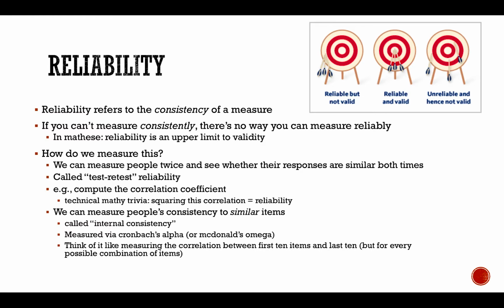So we can also measure people's consistency on similar items. That's another way we can measure reliability. These are called measures of internal consistency. You might have heard of what's typically called Cronbach's alpha, although Lee J. Cronbach didn't invent coefficient alpha. He just kind of made it popular, I guess. I think Kuder and Richardson were the ones that originally created it. It used to be called KR20. Well, it's still called KR20 if you're looking at dichotomous items.